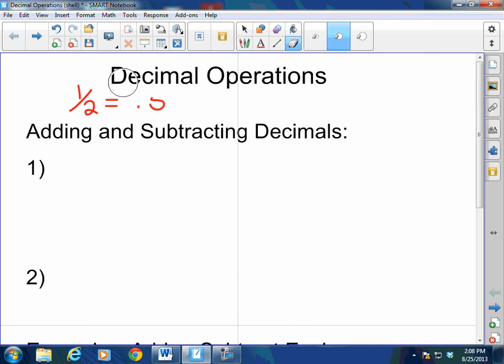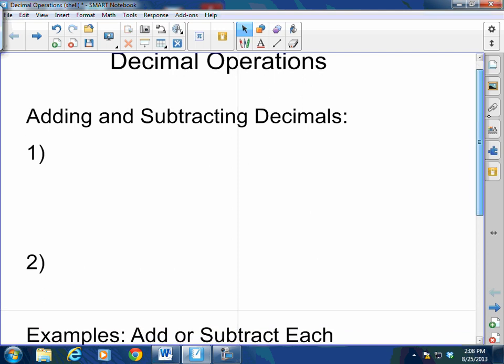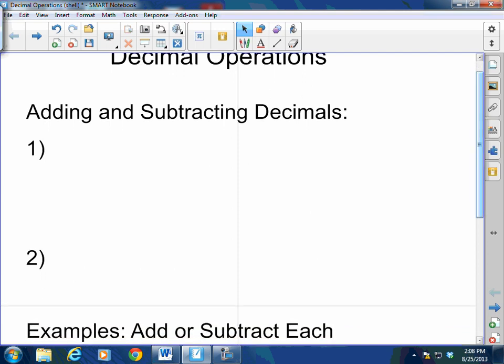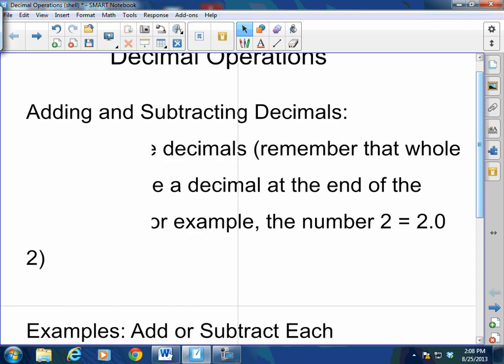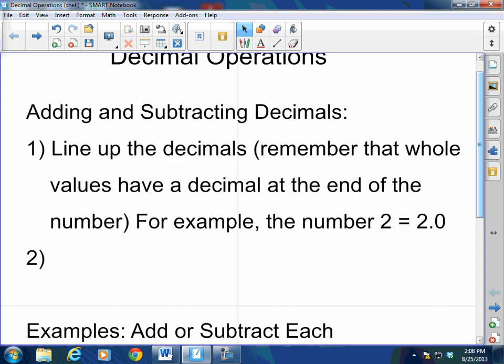So, all right, let's go ahead and learn how to use decimals in our regular operations. Let's first talk about adding and subtracting decimals. First of all, whenever you're going to add or subtract decimals, you have to line up the decimals. Also, a little note there. Remember that whole values have a decimal at the end of the number. For example, the number 2 really equals 2.0. So when we're talking about lining up the decimals, I mean really line up the decimals.